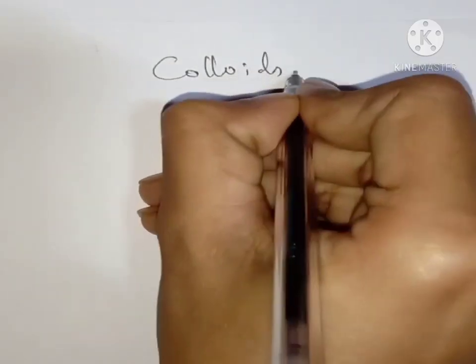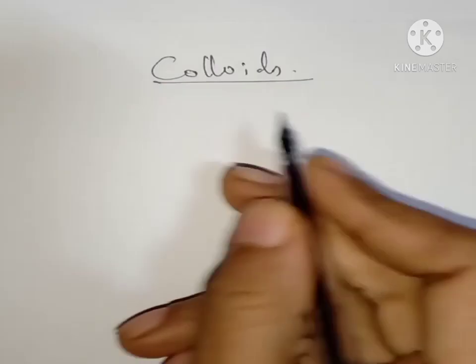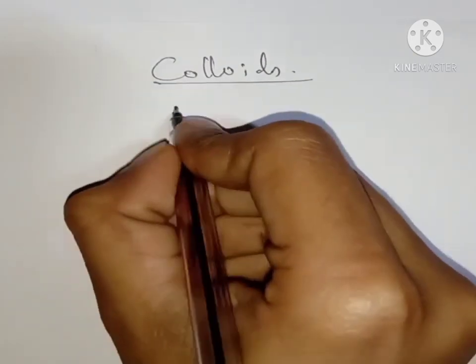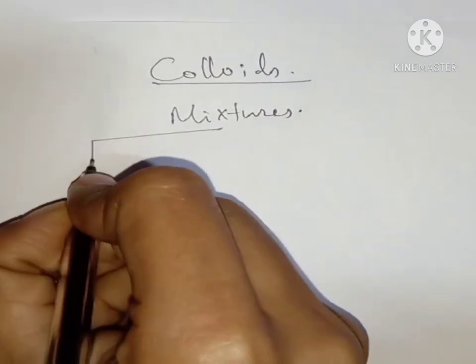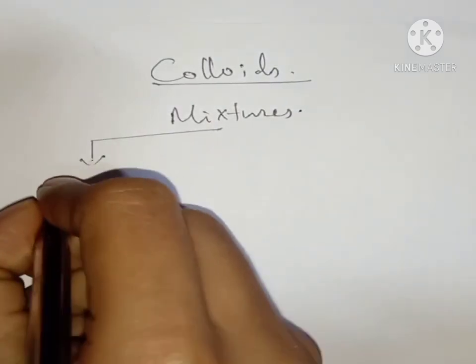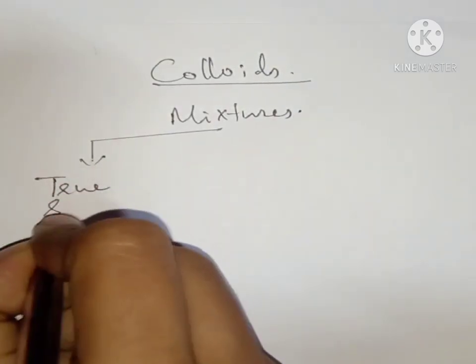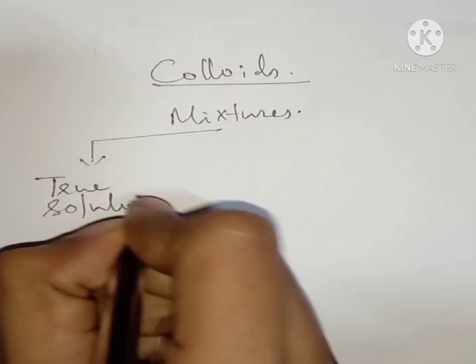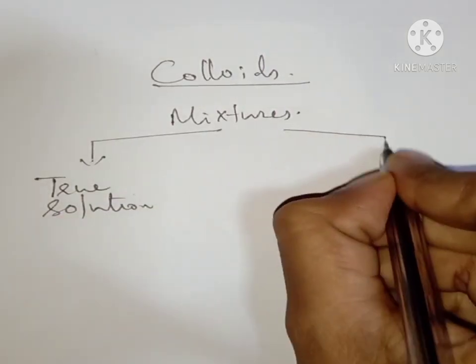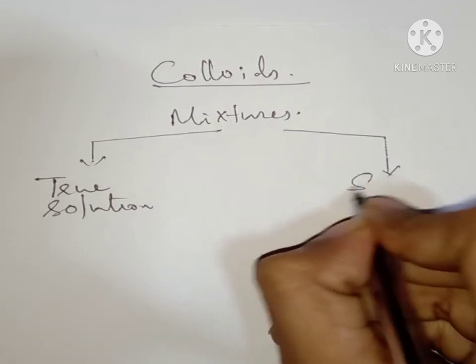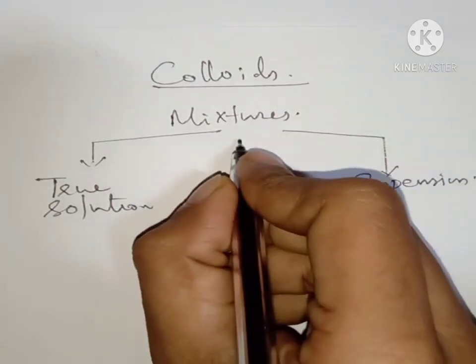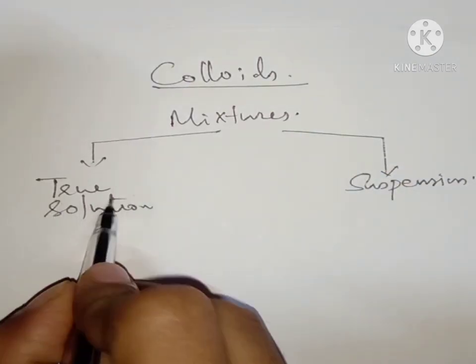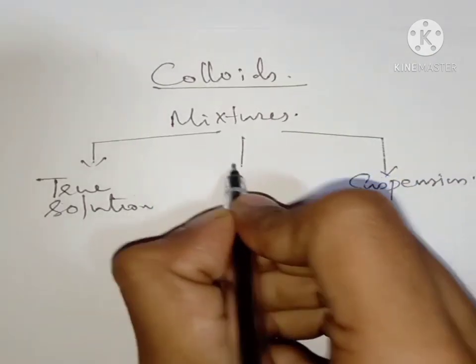Colloids. Based on the size of particle, mixtures are classified into three. The first one is true solution, and the second one is suspension, and there is an intermediate state between true solution and suspension, and it is called colloid.